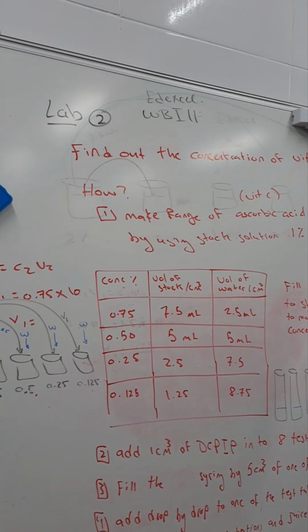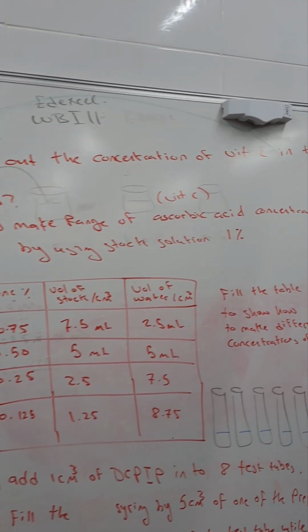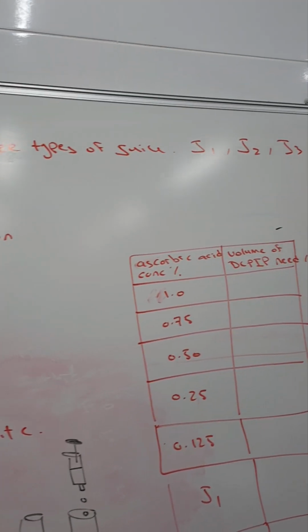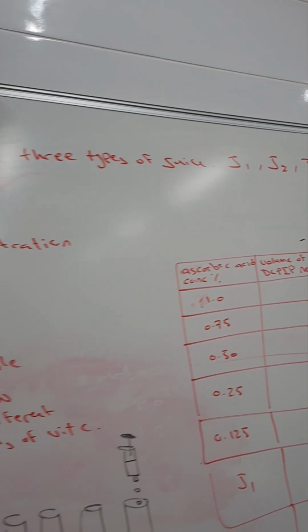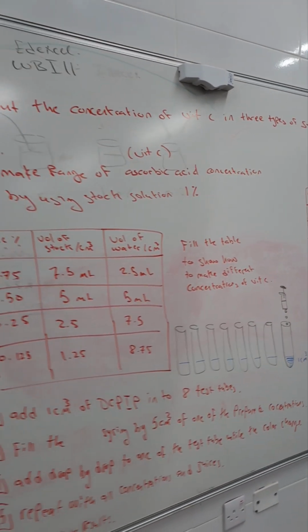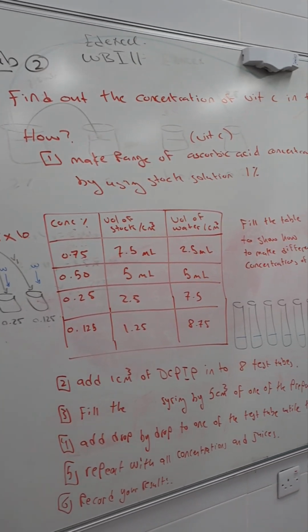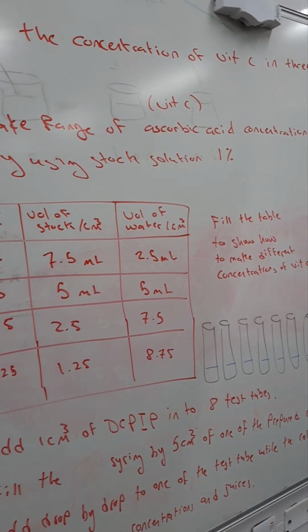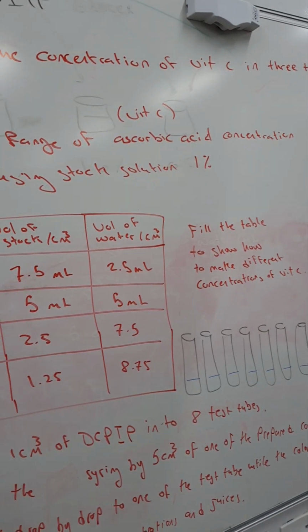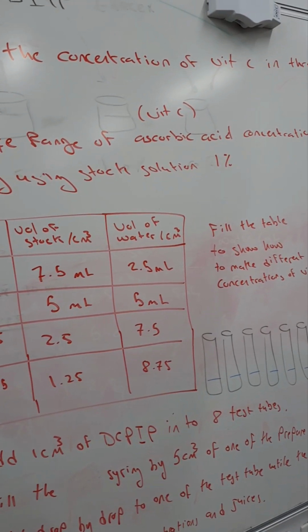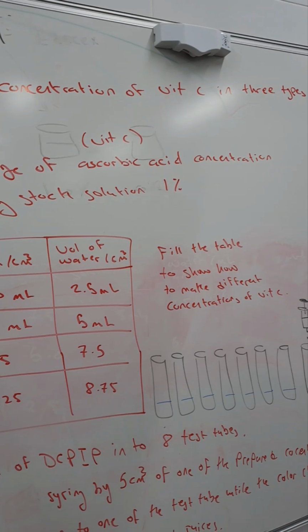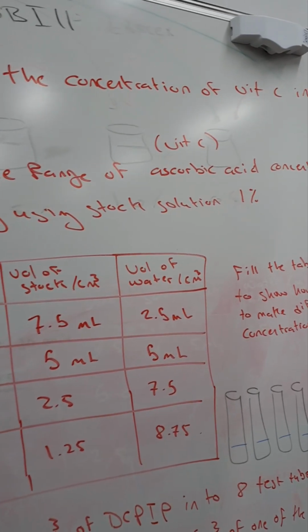Now in this lab the goal is to find the concentration of vitamin C in 3 different juices, J1, J2 and J3. In order to do that, we need to start with making a range of concentrations of ascorbic acid. If you don't know, vitamin C has the same chemical formula as ascorbic acid, so we can make a range of concentrations of ascorbic acid.